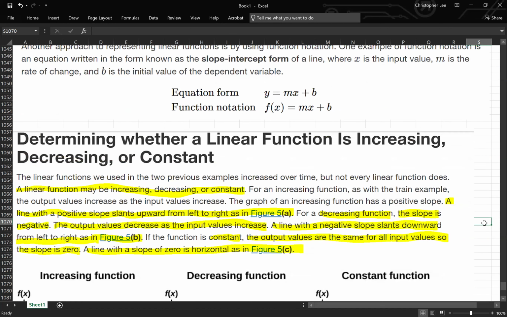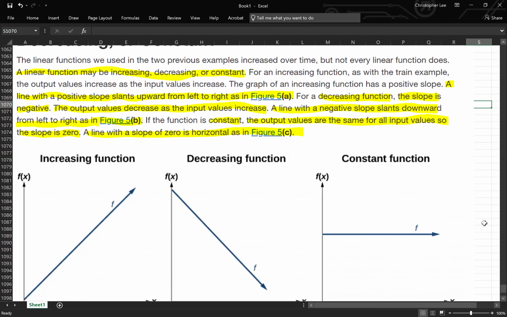We're going to be determining whether a linear function is increasing, decreasing, or constant. The linear function we used in the two previous examples increased over time, but not every linear function does. A linear function may be increasing, decreasing, or constant. For an increasing function, as with the train example, the output values increase as the input values increase. The graph of an increasing function has a positive slope. A line with a positive slope slants upwards from left to right, same way you read a book, which you can see in figure A right here. Let me pull that down.